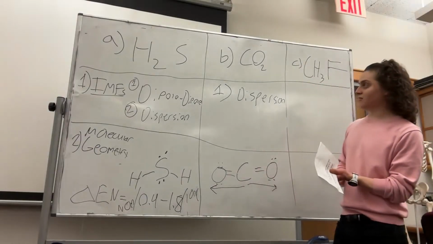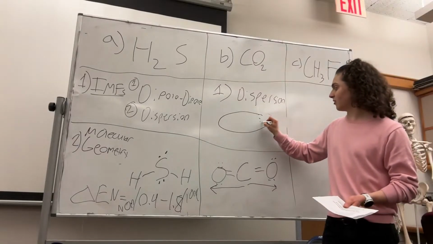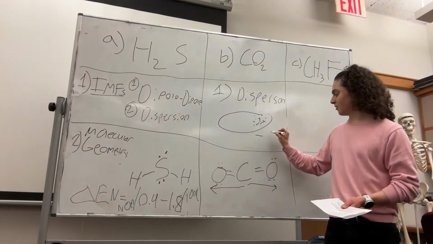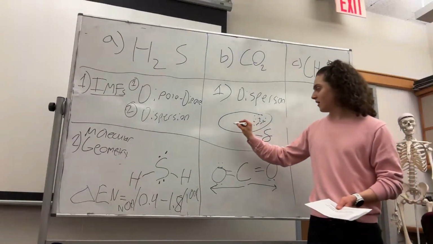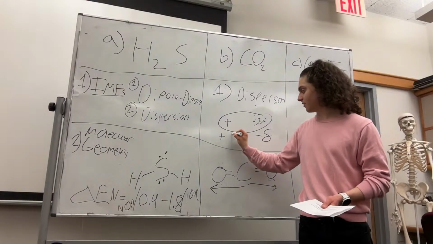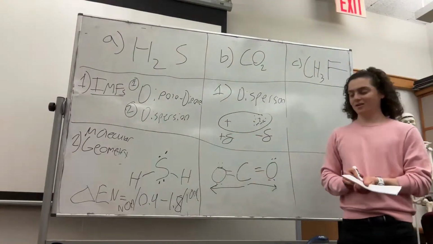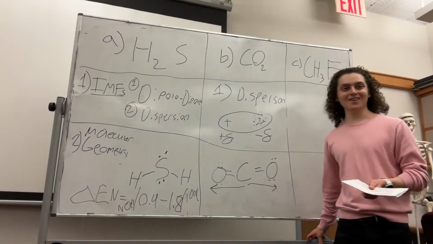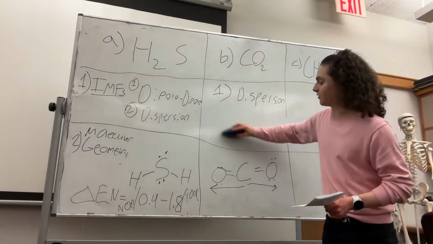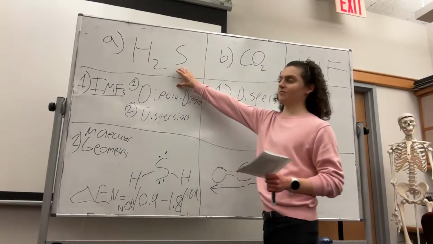So when something has a cloud of electrons and they do collect on one side, that side gains an extra negative charge, and then since the other side doesn't have as much electron density, it gains a positive charge. Yeah, so that's dispersion. It's always happening everywhere, but sometimes we have a set dipole, like in the case of H2S.